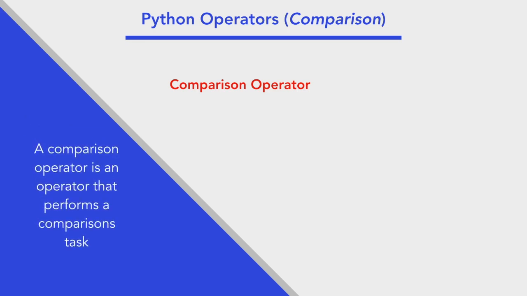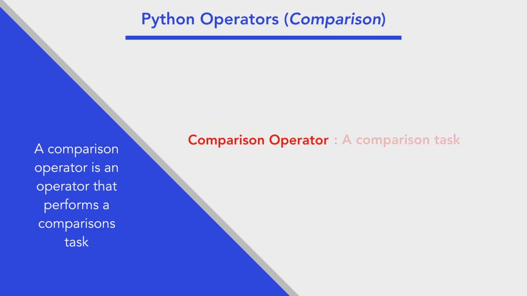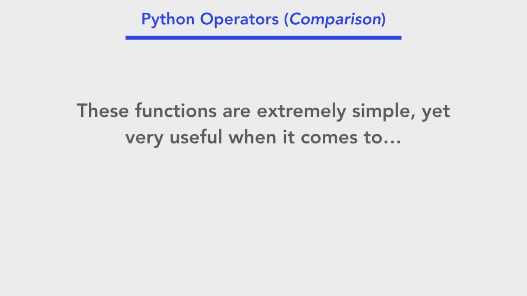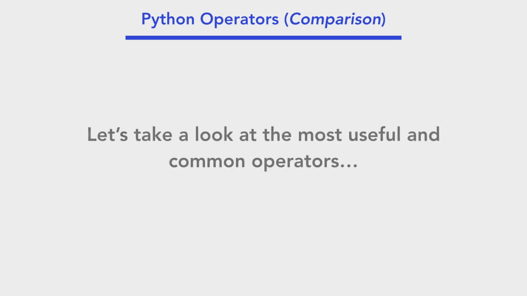A comparison operator, like all the other operators, performs an operation. Unlike the others, it performs a comparison task. These functions are extremely simple, yet very useful when it comes to system decision making and if and else statements. Let's take a look at some of the most useful and common comparison operators.